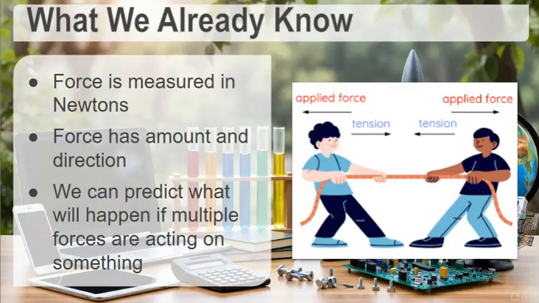A force is a push or a pull, and we measure it with units called newtons, named after Isaac Newton himself, the scientist who figured out the laws of motion. Forces have size and direction. A big force makes a bigger change than a small force. When multiple forces act on something, we have to look at all of them together to predict what will happen.